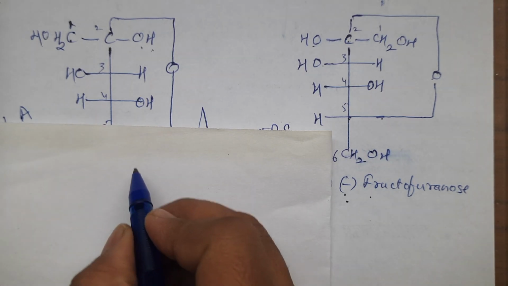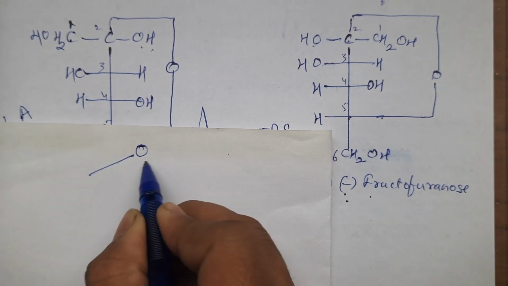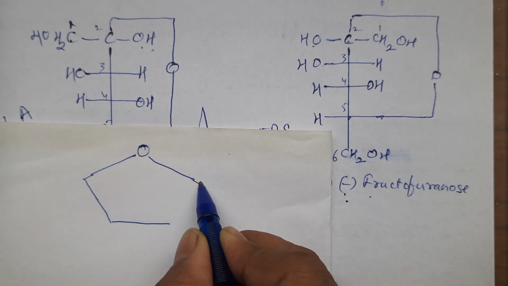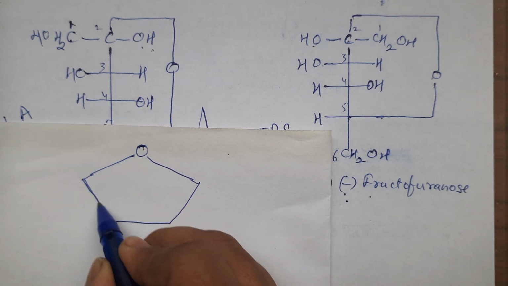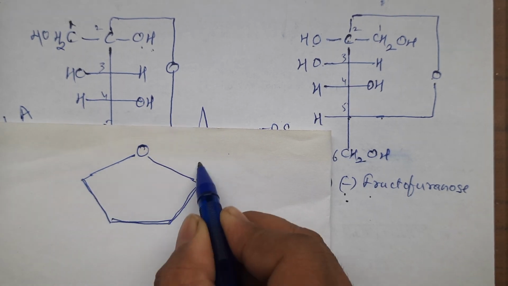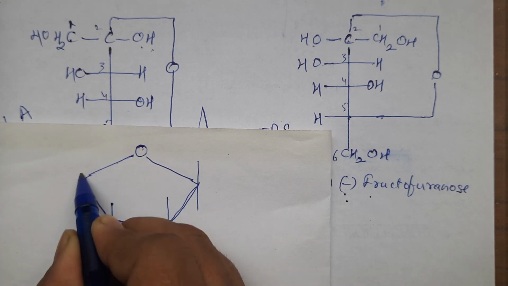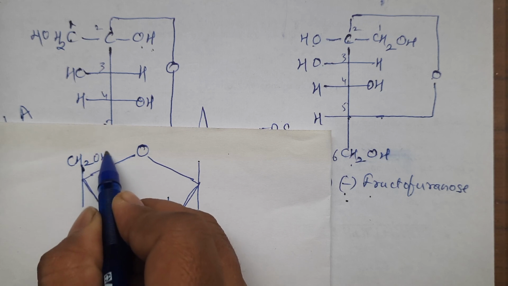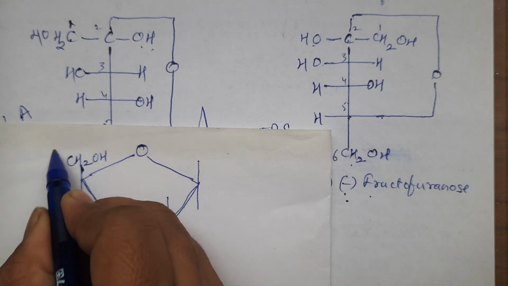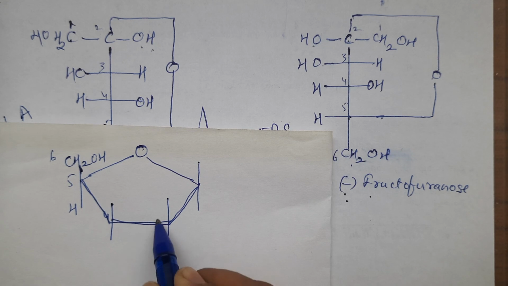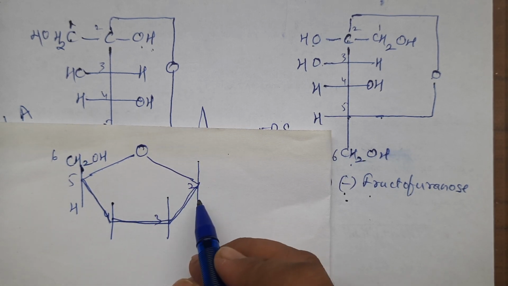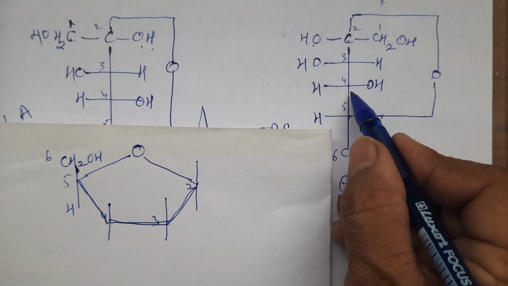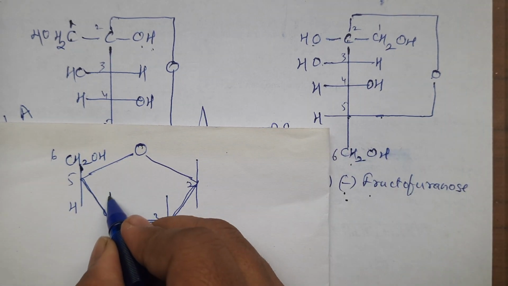I will show here this O because I want to show you the cyclic Fischer projection so that you can convert it easily. The lower part will be darkened slightly. All these you are going to draw the lines. Sixth carbon atom, I told you CH2OH will always be above, and H. This is sixth carbon, 5 carbon, 4, 3, 2 and 1 we have to show, right? So we can start from here. On the fourth carbon atom, OH on the top, OH down.